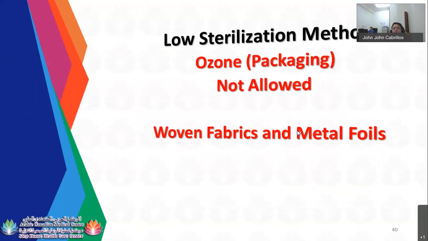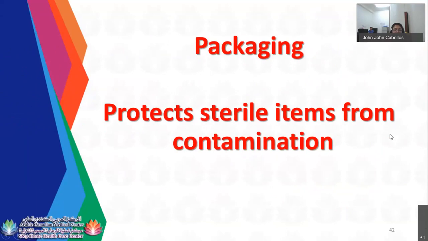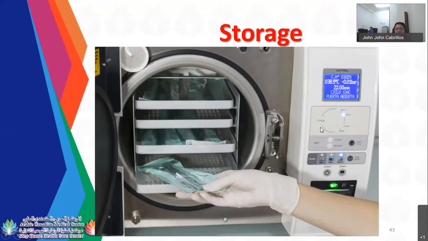So for sterile storage and transport, the purpose of packaging is to protect sterile items from contamination. So it will maintain the sterility of the instruments while transporting or before the actual usage of the instruments. So for storage, the sterile storage process will begin soon after the sterilizer door is open. So the start of sterile storage process is when your sterilization machine opens.